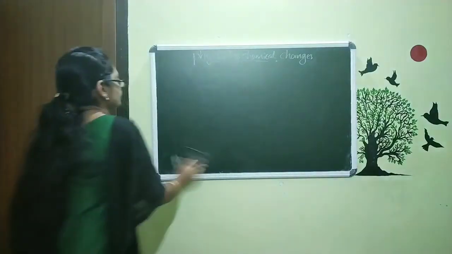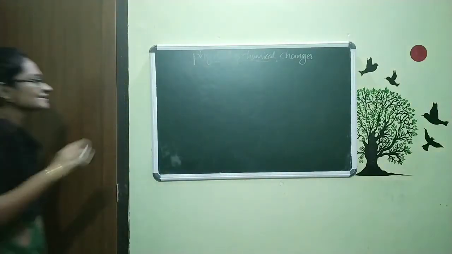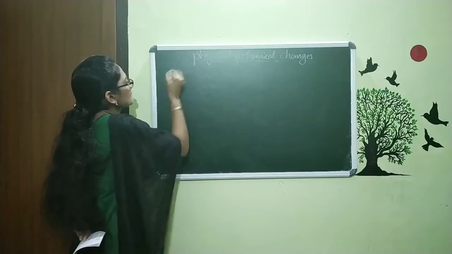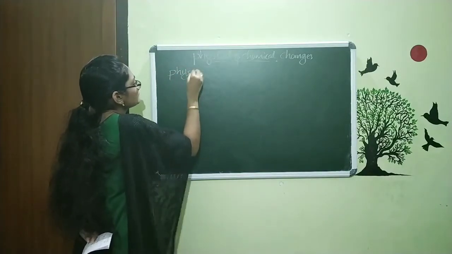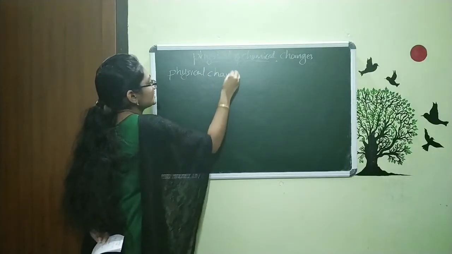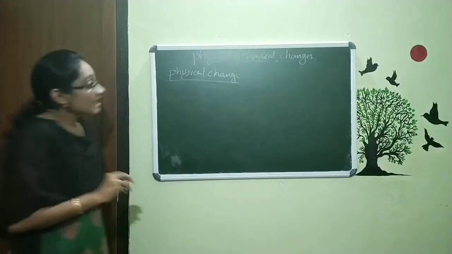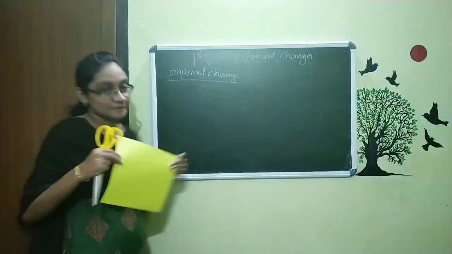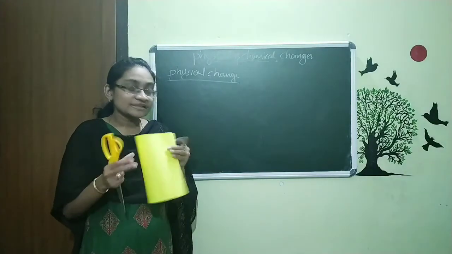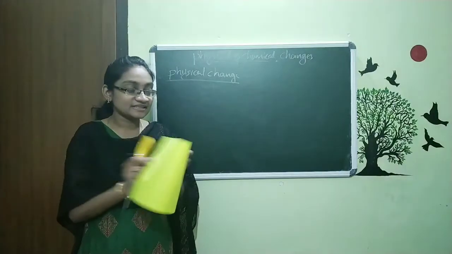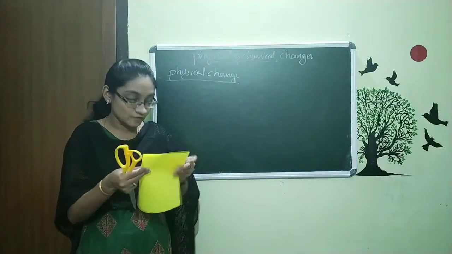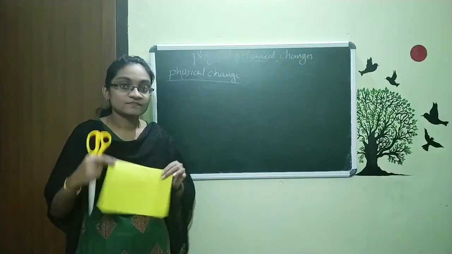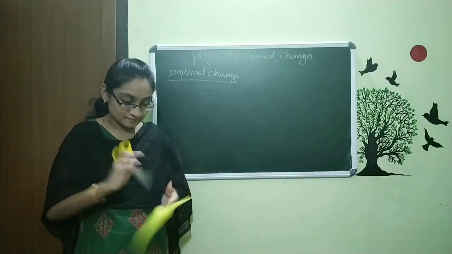In your textbook, you can see a number of activities. The first activity, everything is related to the physical change. And we are now going to discuss the first activity. The first activity is related to paper. That is, I am taking one paper and just folding this and cutting it into two pieces.